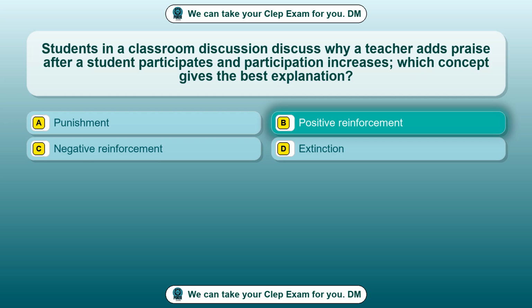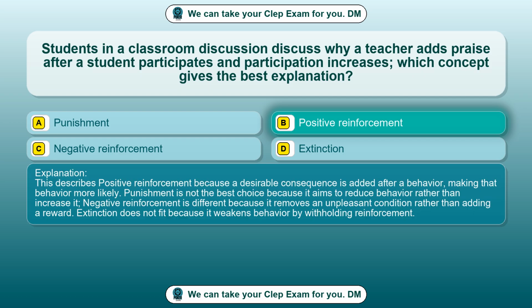Positive reinforcement. This describes positive reinforcement because a desirable consequence is added after a behavior, making that behavior more likely. Punishment is not the best choice because it aims to reduce behavior rather than increase it. Negative reinforcement is different because it removes an unpleasant condition rather than adding a reward. Extinction does not fit because it weakens behavior by withholding reinforcement.